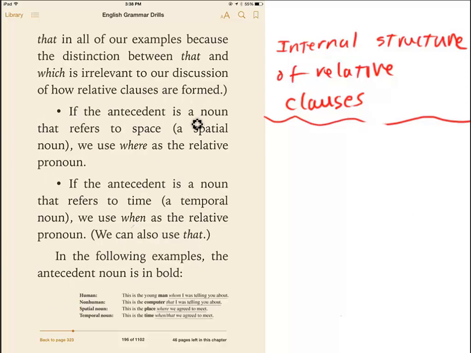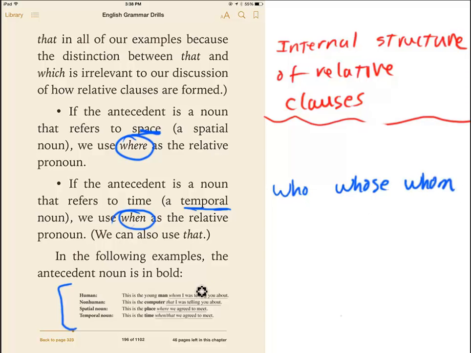If the antecedent refers to space, we're going to use where, and if it refers to time, temporal, we're going to use the word when. And here are some examples of that. If you can look down here, the examples are small, but it says human. This is the young man, so I must use either who, whose, or whom.